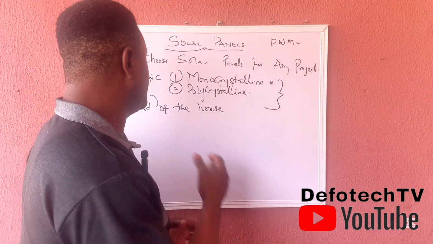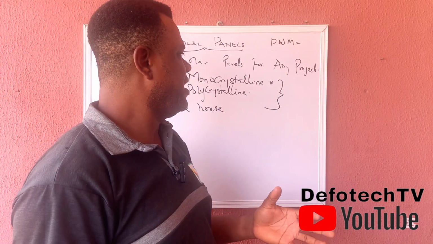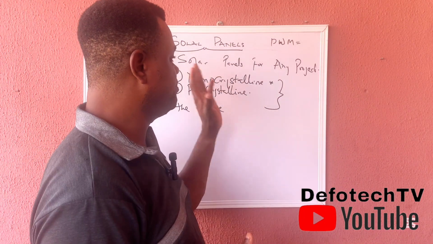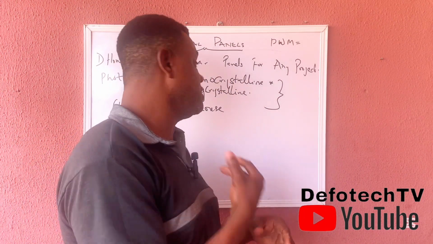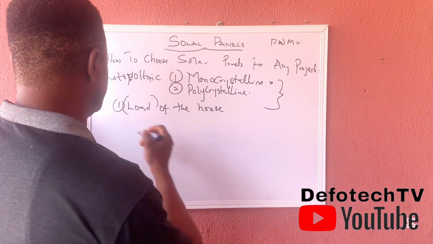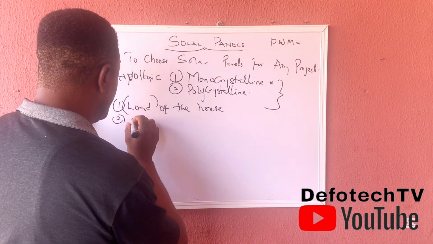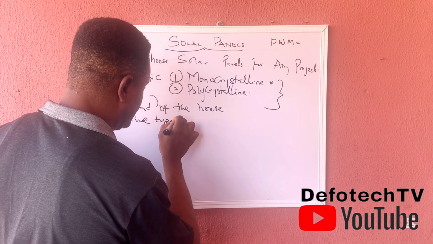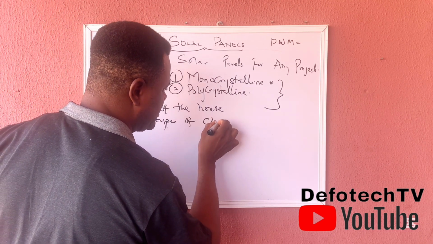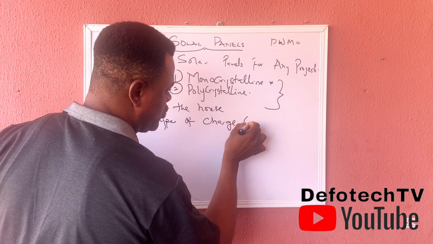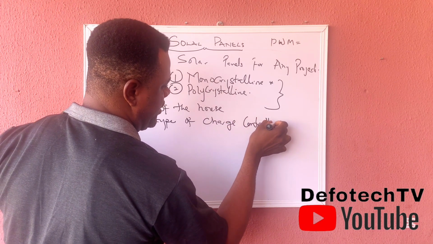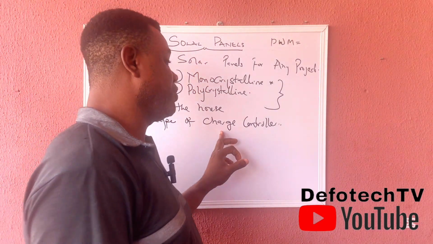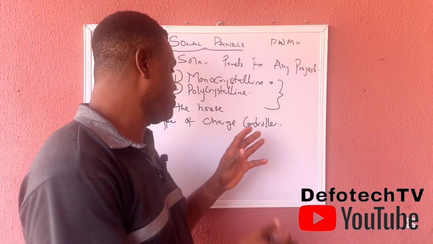So this will now determine the size or the capacity of the PVs that will be incorporated into this. Also, you should consider, number 2, the type of charge controller. Very important. The type of charge controller is also very important, and the capacity of your charge controller.